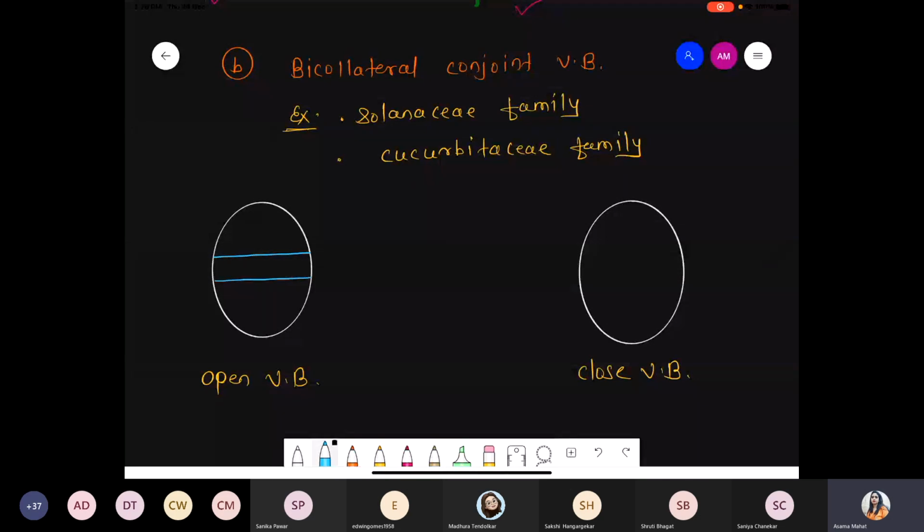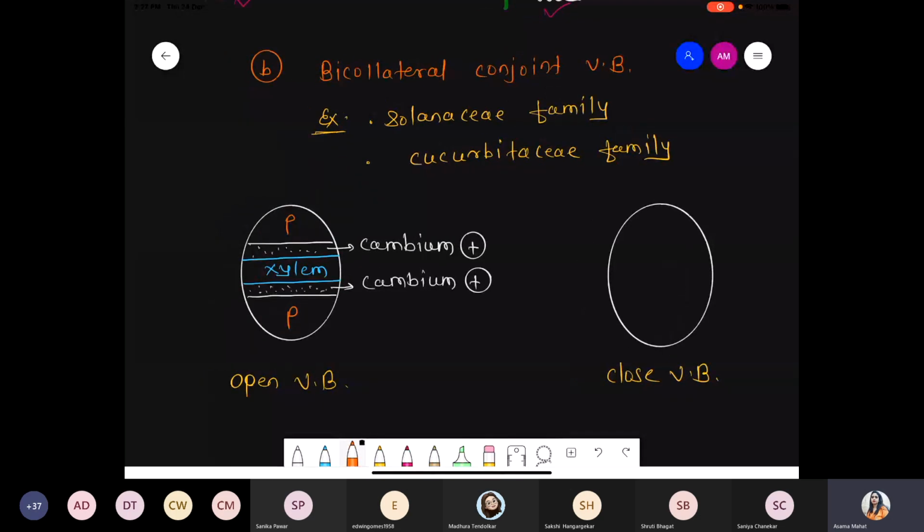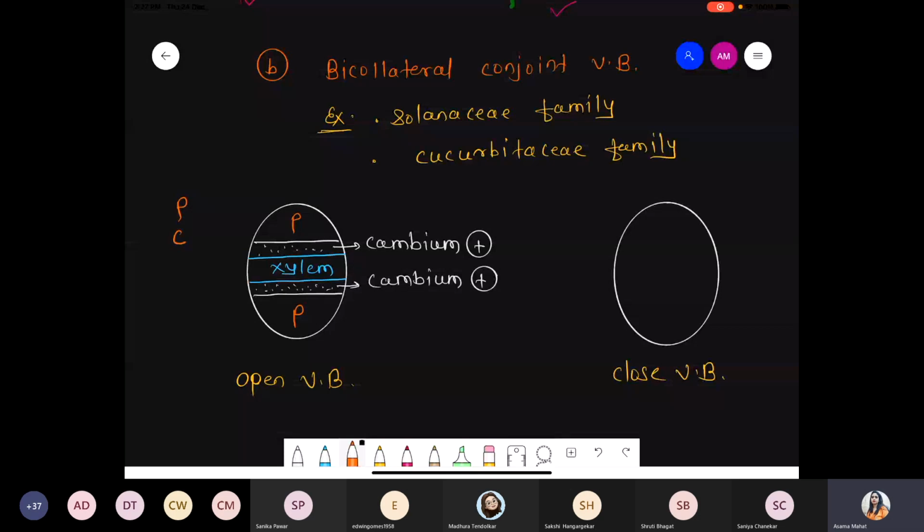Xylem gets sandwiched. Xylem will be present at the center. Now towards the upper side as well as the lower side of the xylem, there is a presence of cambium. So you know very well, it will be double cambium, bicollateral, two times cambium is present. Cambium is present on the outer side of the xylem as well as the inner side, and obviously toward the outer side phloem is present, and toward the inner side phloem is present. So what kind of arrangement is present? First phloem, then cambium, then xylem, again cambium, and again phloem. Can you understand?